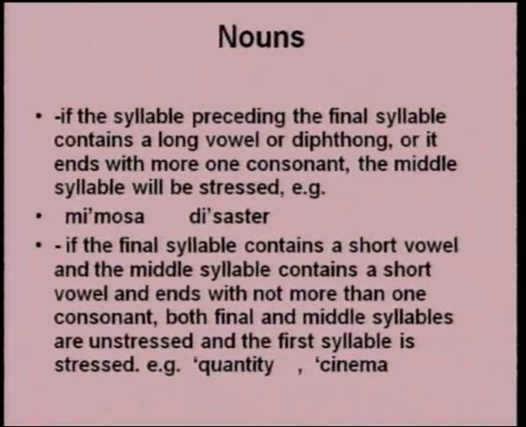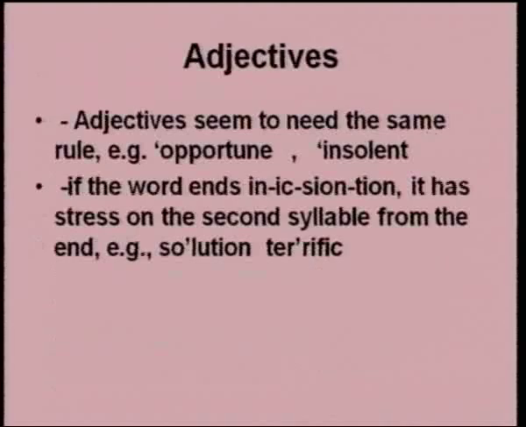To put it simply, if you have a word containing short vowels, then the stress must be on the third syllable from the end. Okay? We count from the end, not from the beginning. So, cinema. Si-ni-ma. The third syllable is Si. Cinema. Quantity. Okay?